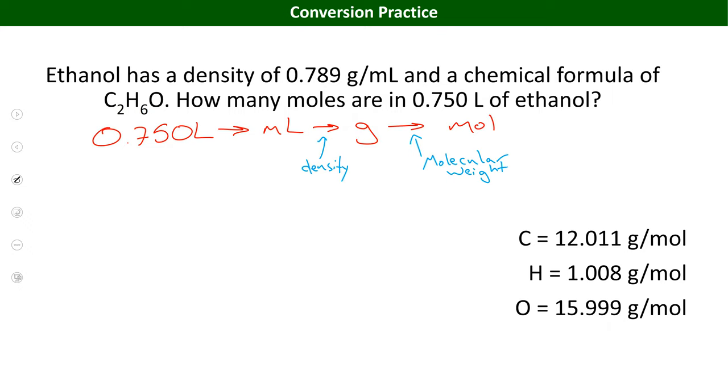So we can't go directly from liters to moles, but we can go from liters to milliliters and milliliters to grams. At this point, the only way we have of getting to moles is with the atomic mass or molecular mass.